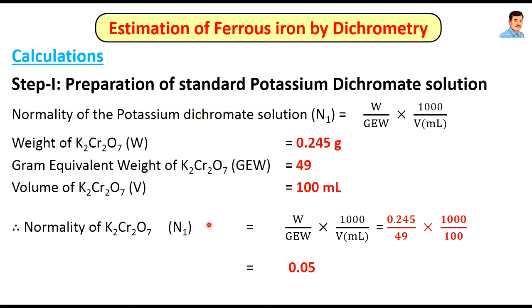Then the normality of the potassium dichromate solution, N1, is given by W by GeW into 1000 by V. Weight of the potassium dichromate W is 0.245. Gram equivalent weight is the fixed value 49, and in 1000 by V the volume is 100 ml. Substituting these values, we get the normality of potassium dichromate solution. In this case, it is 0.05. This is step 1 calculations. At the end of step 1, we have calculated the normality of potassium dichromate, that is 0.05.